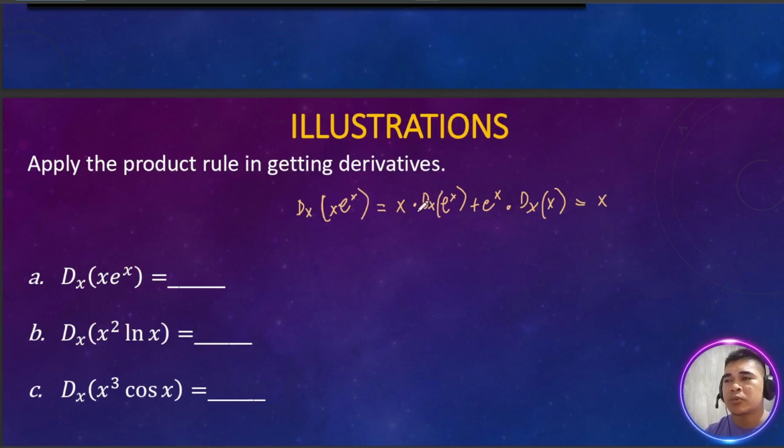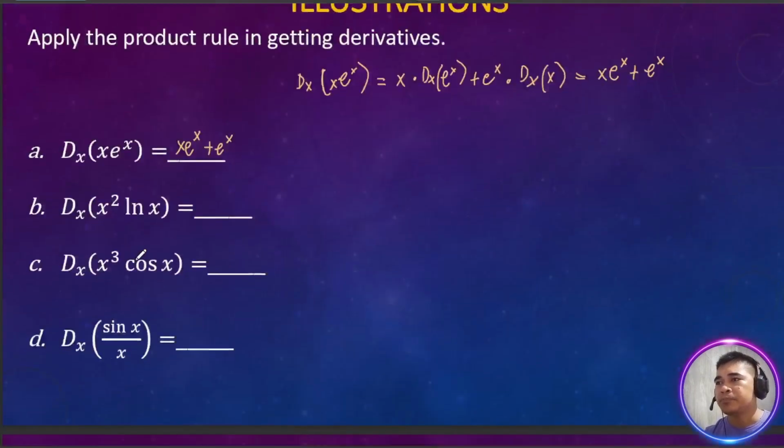So next, equals, copy x. What is the derivative of e to the power of x? We have e to the power of x based on our theorem, plus e to the power of x. What is the derivative of x? The derivative of x is 1. When it is just a variable, automatically our derivative is 1. So the final answer is x e to the power of x plus e to the power of x. This is the derivative of x times e to the power of x.